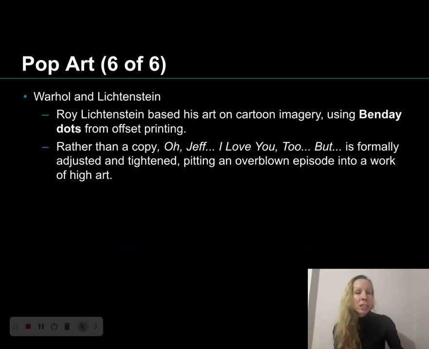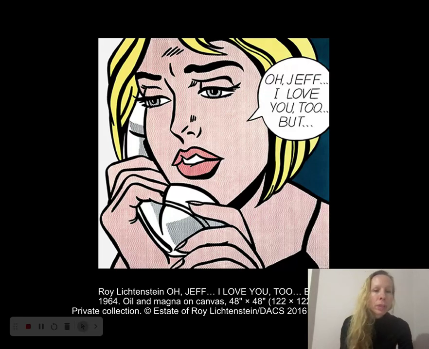And then Roy Lichtenstein based his art on cartoon imagery, using Ben-Day dots from offset printing. Rather than a copy, Oh Jeff, I Love You Too, But is formally adjusted and tightened, putting an overblown episode into a work of high art. So it's like taking the still from a cartoon scene, blowing it up into a very giant art piece, but it's well crafted and made, elevating it to a different status and questioning what is art.